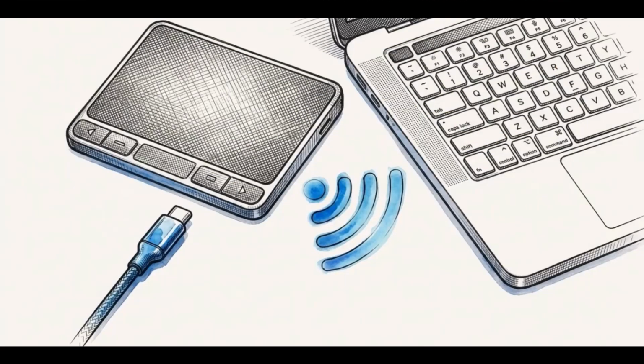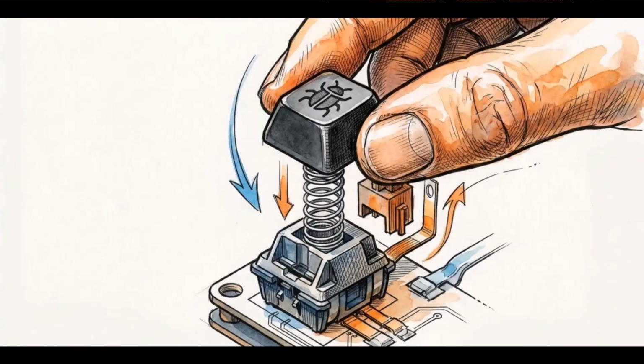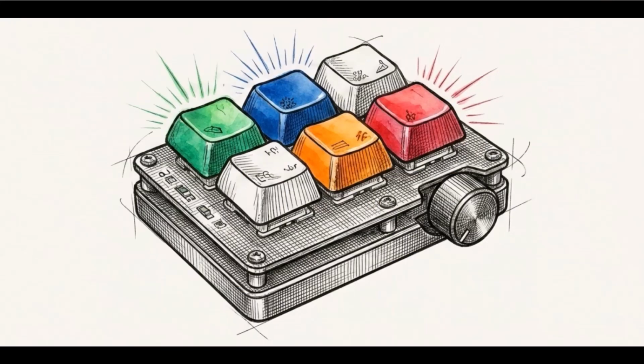First, establish the physical connection. Connect the pad to your computer using the included USB-C cable or pair it via Bluetooth. Now, customize your physical layout. Choose the icon keycaps that represent your most frequent agent tasks and snap them onto the mechanical switches. When the device powers on, you will see 6 illuminated keys light up. These LEDs provide a direct visual feed of the AI's current status.